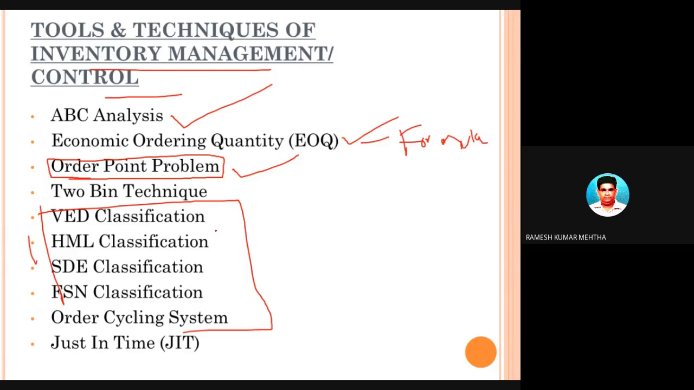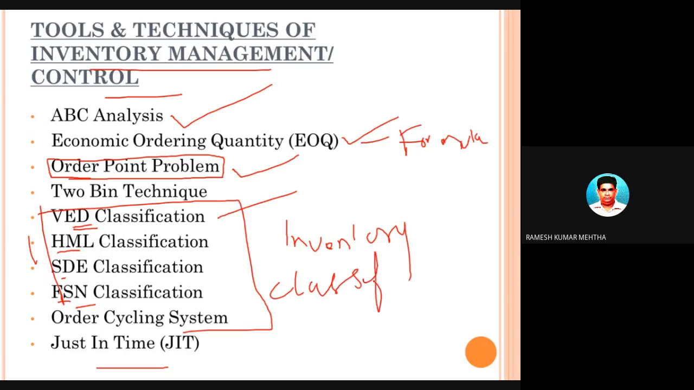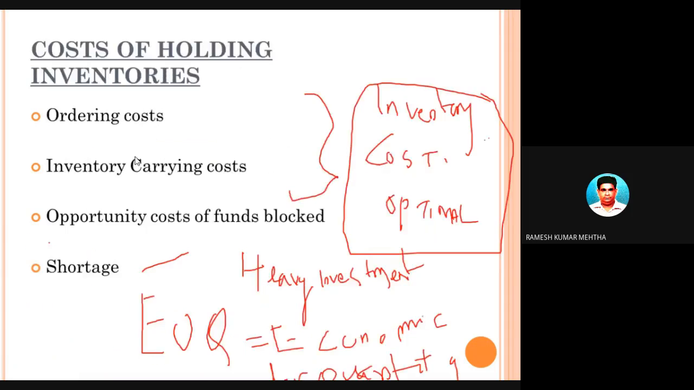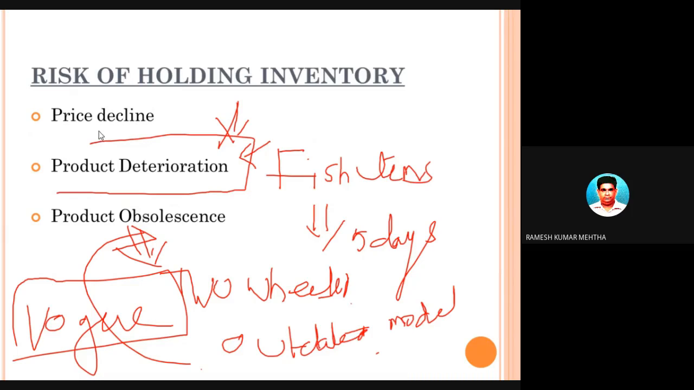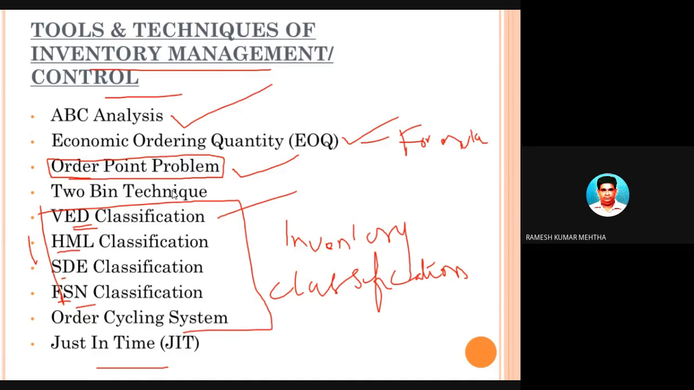So, two bin technique, vital, essential and desirable, slow moving and fast moving, just in time, and high, medium and low kinds of inventory classification are done. These are widely applied in various industries to control cost, and to control the risks of price decline, product deterioration, and product obsolescence. So we will see one by one now.